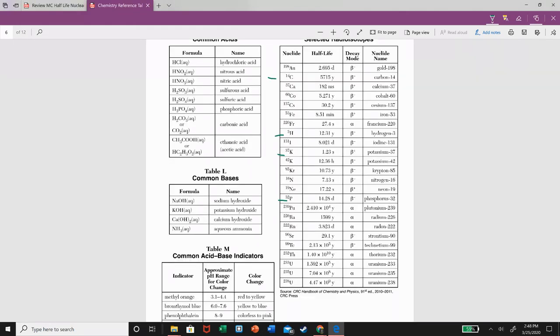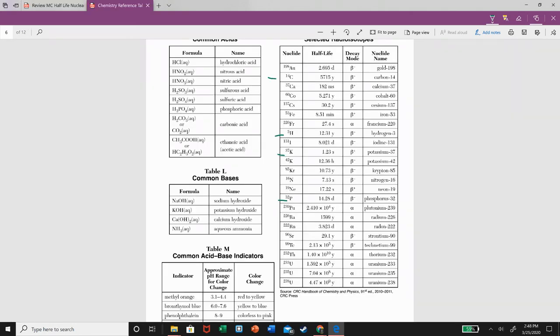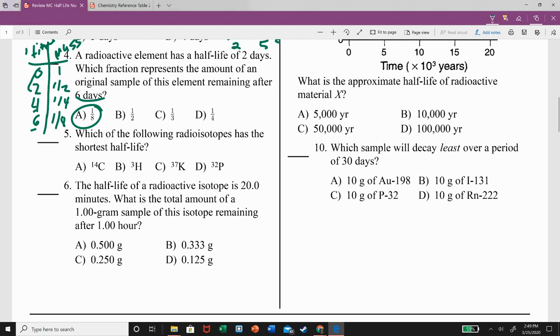So are we looking at the shortest or the longest? Shortest half-life. So I'm looking at 5,715 years. That's not very short. 12.31 years. So I'm going to eliminate carbon because hydrogen's already shorter. Now between hydrogen and potassium, potassium is only 1.23 seconds, and then phosphorus is 1.28 days. So it's not going to be that one. It is going to be the potassium, because it's only 1.23 seconds. So it's going to be the potassium.